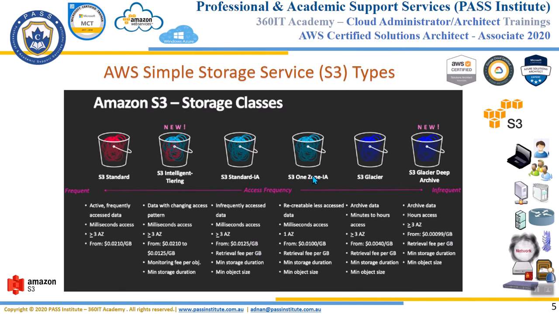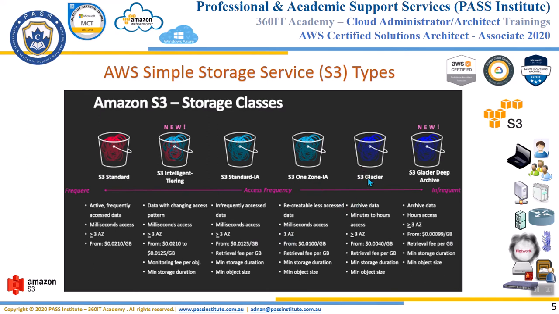Then the next is S3 One Zone infrequently accessed. It is exactly the same as this, but the data will be stored in one availability zone. It is for data that does not have a requirement to be spread across different availability zones, so you can use one availability zone, One Zone IA.